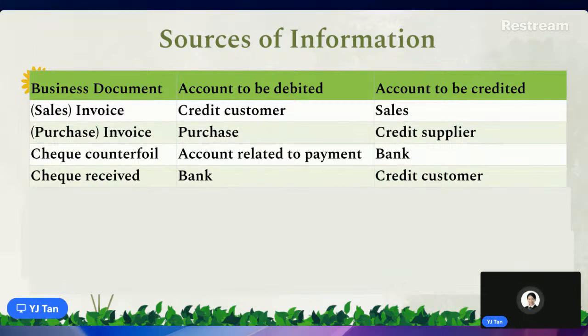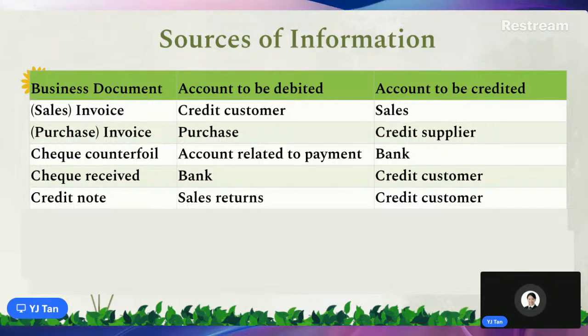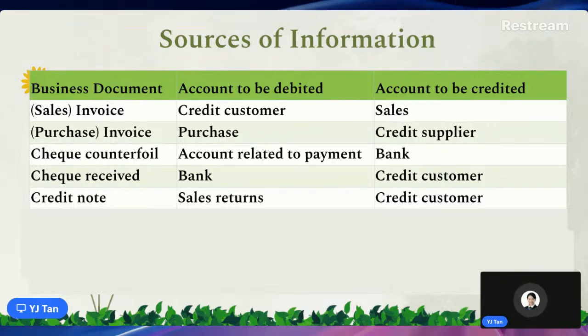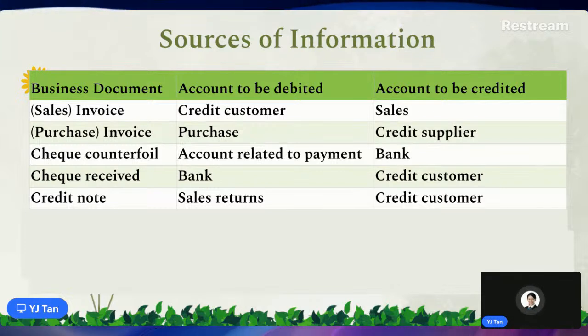Credit note. So let's say AirCat bought from me, Unimatch. All right, and then there is some sales return happening. So on the debit side, you need to debit sales return and then credit the customer.